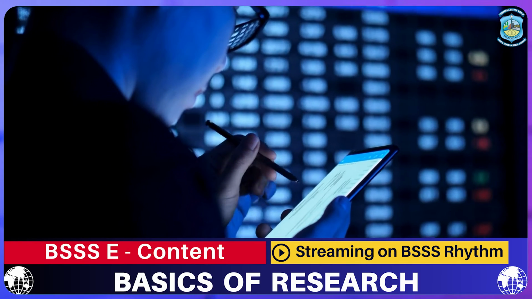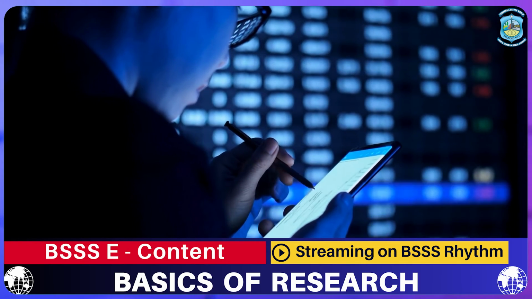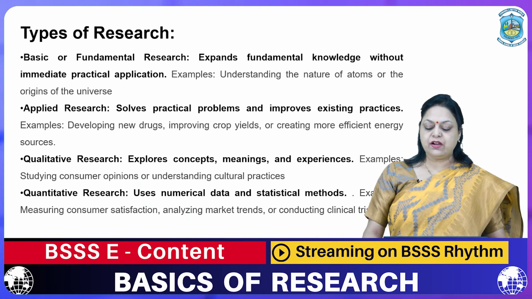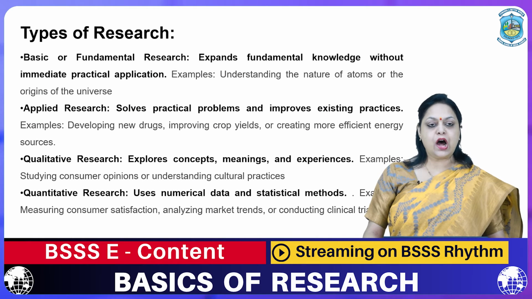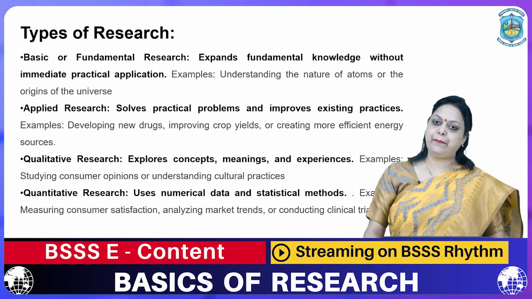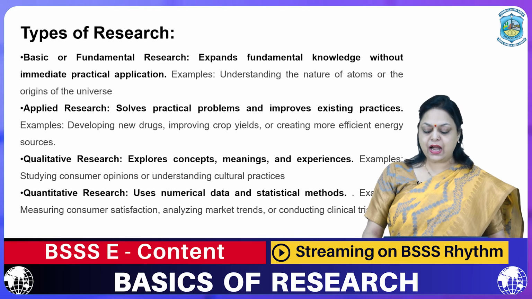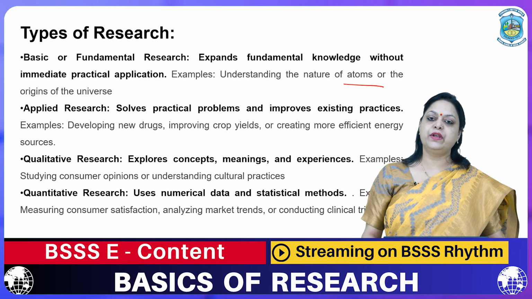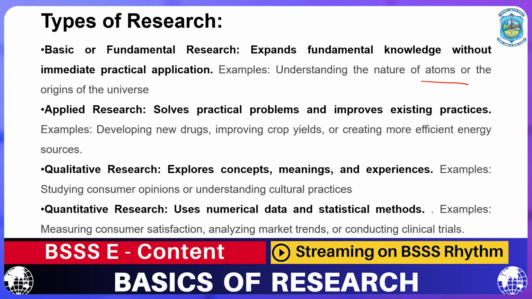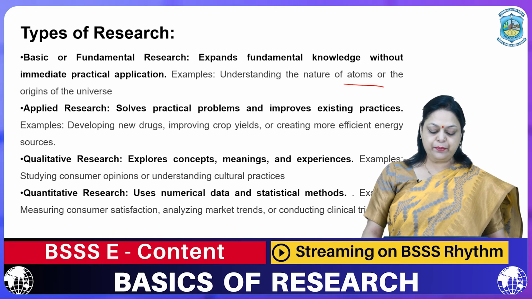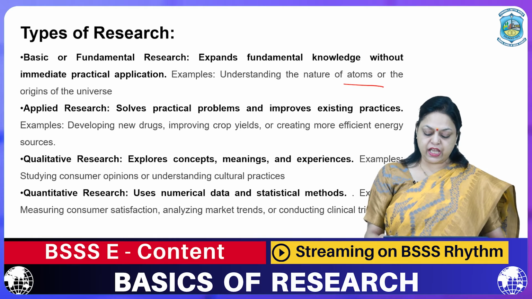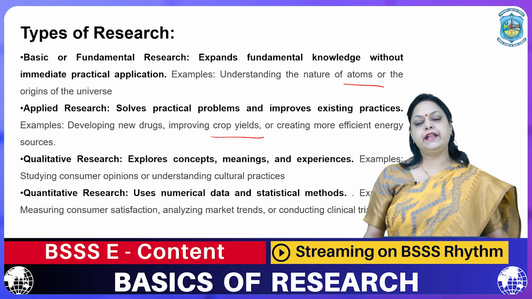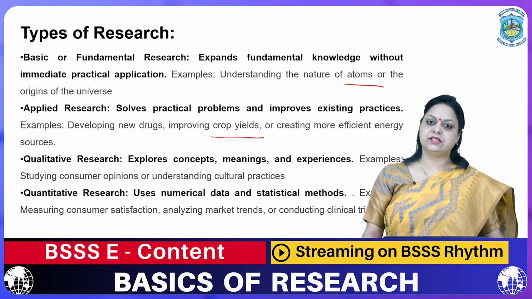First and foremost is basic or fundamental research. It expands fundamental knowledge without immediate practical application. For example, understanding the nature of atoms or the origin of the universe. Applied research solves practical problems and improves existing practices. Example, developing new drugs, improving crop yield or creating more efficient energy sources.